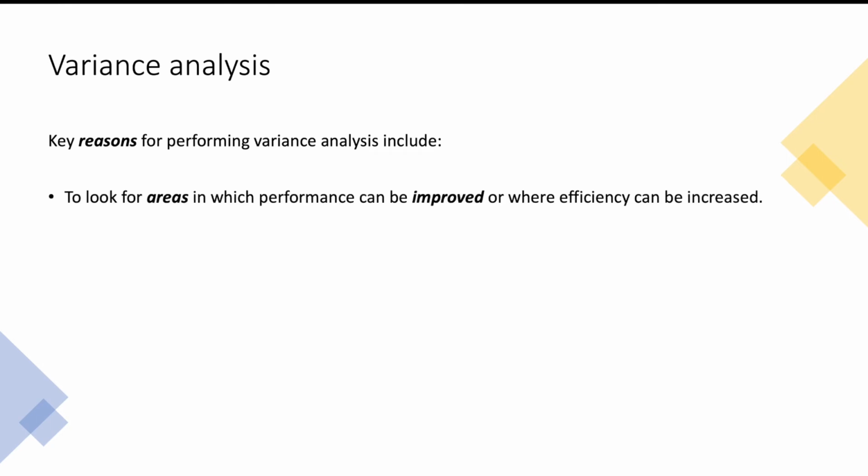It is to look for areas in which performance can be improved or where efficiency can be increased. Because what we're doing is identifying a difference between the expectation and the actual. So this will tell us, are we over-emphasizing something, or exaggerating some information, or not taking a couple of other factors into account. So this is a kind of improved strategy.